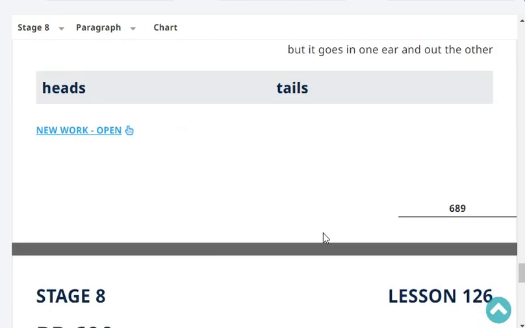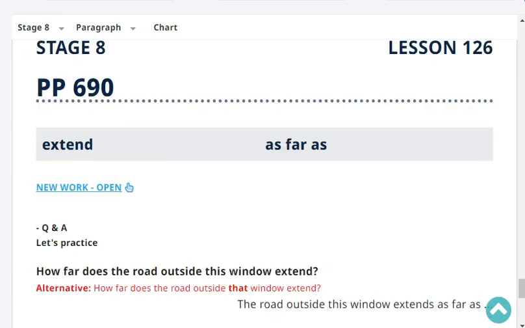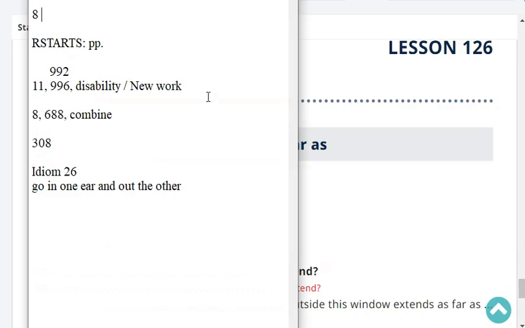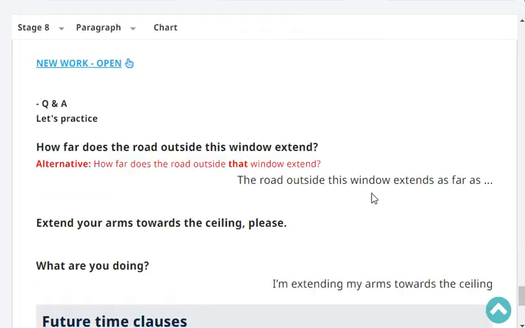Extend as far as. How far does the road outside this window extend? The road outside this window extends as far as the next town. Extend your arms towards the ceiling, please. What are you doing? I'm extending my arms towards the ceiling. Very good.